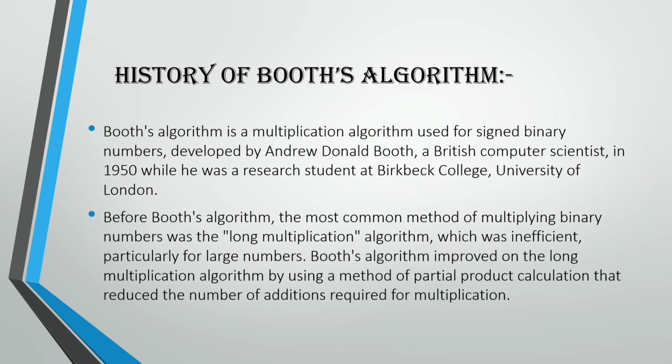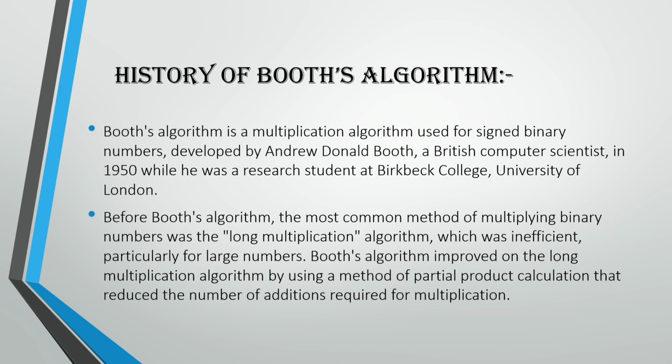The algorithm works by examining adjacent pairs of digits in the multiplier and shifting the multiplicand left or right, depending on the value of the pair. If the pair is 0, 1, the multiplicand is subtracted from the product. If the pair is 1, 0, the multiplicand is added to the product. If the pair is 0, 0 or 1, 1, no operation is needed.